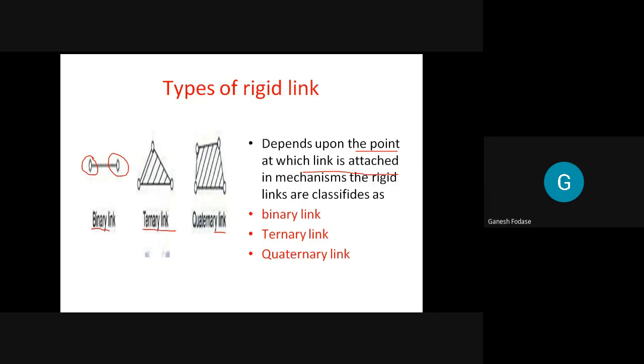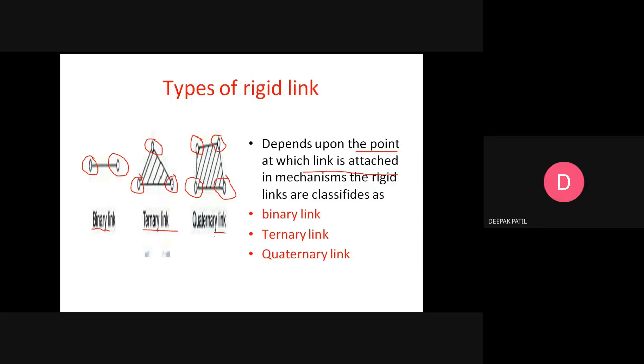Ternary means there are three attachments, three points are there. One here, I can also connect here or here. Hence, this link is called a ternary link. In a quaternary link, there are four points at which I can connect this link to another link. So based on the points at which we can connect a particular link to another link, these links are classified into three types: binary link, ternary link, and quaternary link. Is it clear?